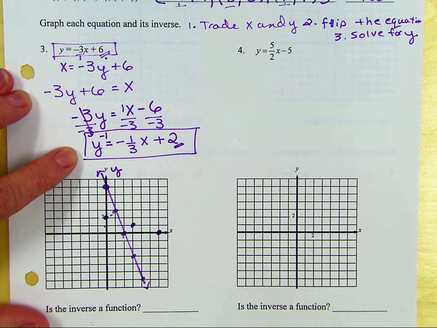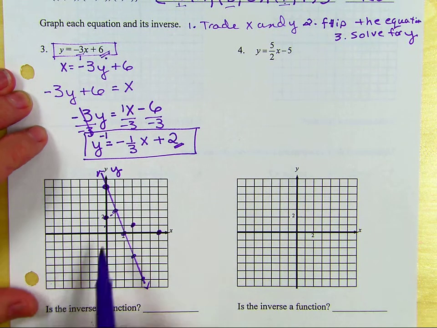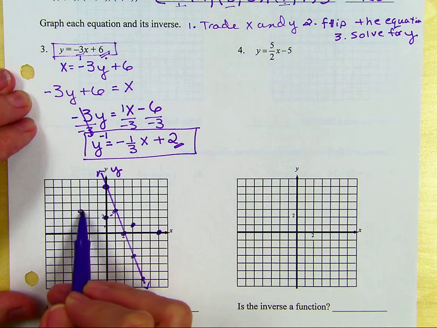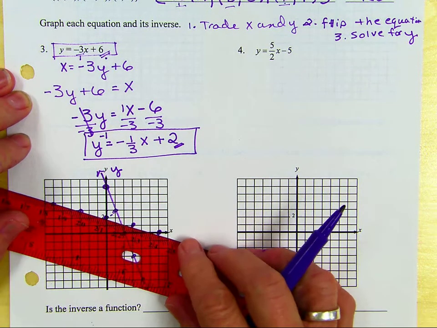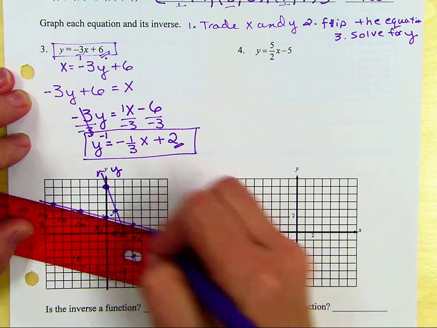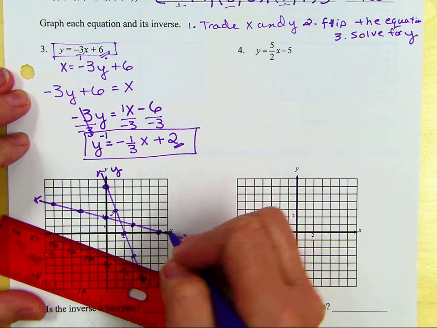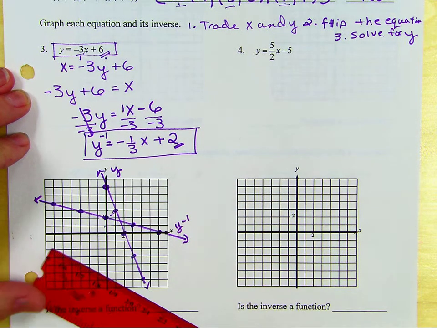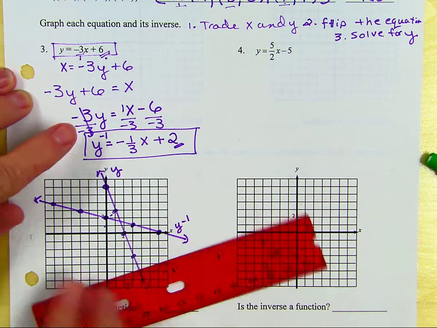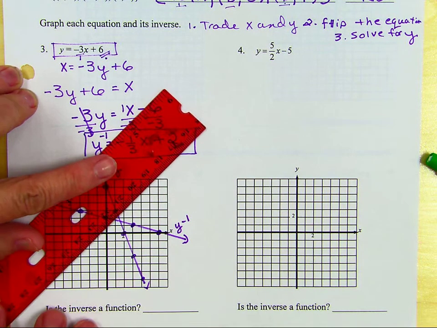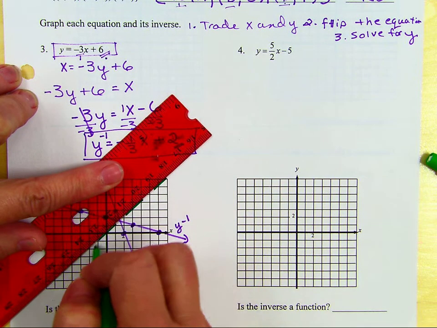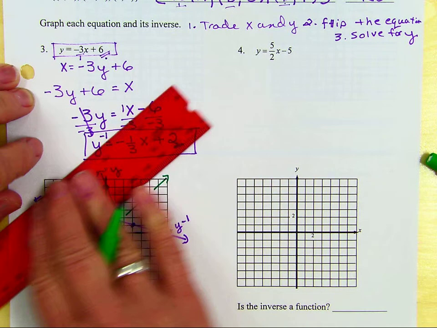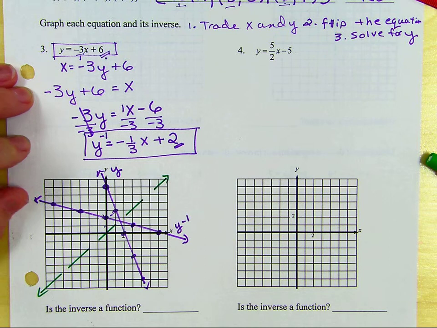We're going to do everything backwards to get a few more points. Up 1, backwards 3, up 1, backwards 3. This is my inverse function. So I'm going to call it y inverse. Now if I sketch the line y equals x onto my graph, you will see that my inverse and my original are a reflection across the line y equals x.